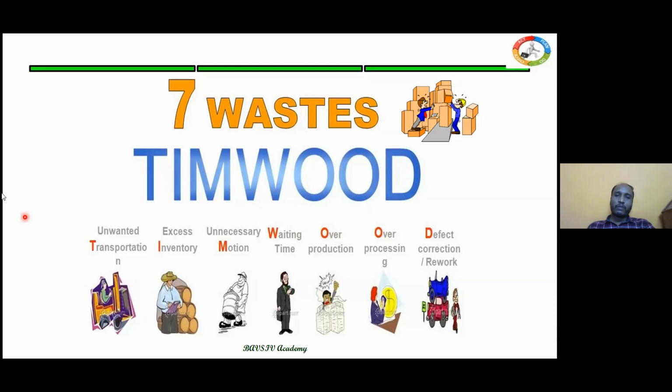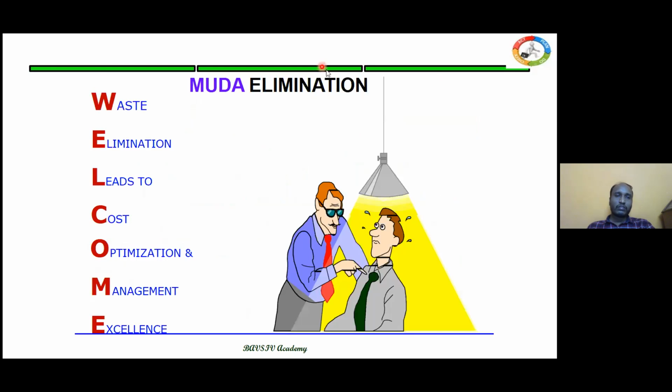Whatever the process or industry, these 7 wastes will normally be there. Once we take effective action on these 7 wastes, we are able to achieve the highest quality with the shortest lead time. MUDA is one kind of waste. Waste elimination leads to cost optimization and management excellence.